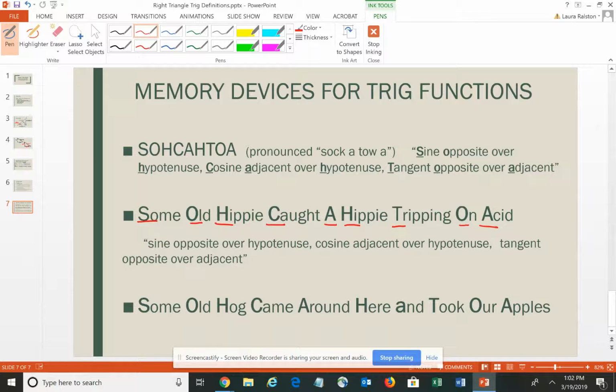Another one I saw in a textbook at one point said, some old hog came around here and took our apples. Again, it gives you the relationship. Sine is opposite over hypotenuse. Cosine is adjacent over hypotenuse. Tangent is opposite over adjacent. So it gives you those relationships.